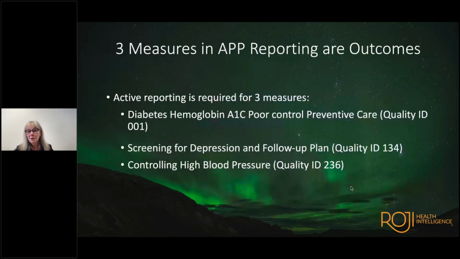So let's take a look at the three measures in APP reporting and see whether we can use these outcome data. Active reporting is required for three measures: diabetes hemoglobin A1C, screening for depression, and controlling high blood pressure. So three measures, all with outcome data, all required to report on some number of patients, either Medicare only or all patients.